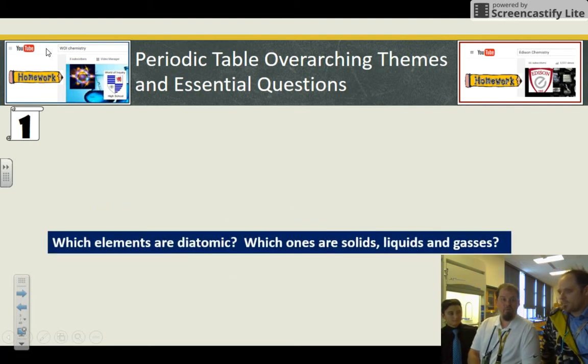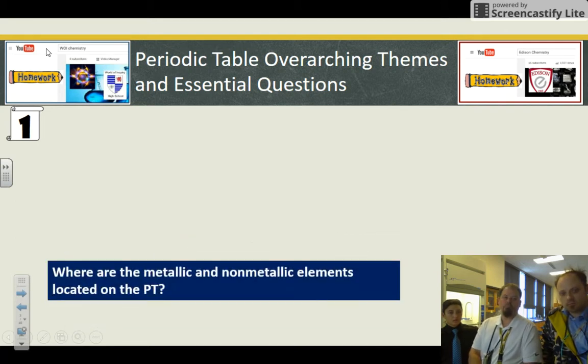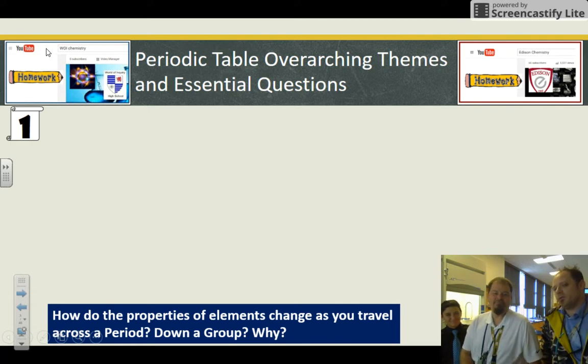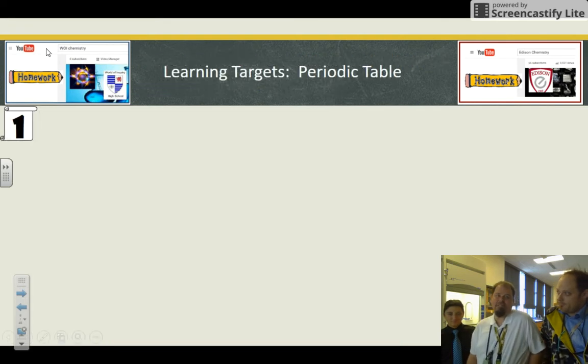And which are diatomic? Which ones are solid, liquid, and gas? We will learn a little bit about both of those things. Where are the metals and the non-metals found on the periodic table? How do the properties of elements change as we traverse both periods and groups? And why? There's the key. There's one explanation, but you've got to be able to twist it around a few different ways, and you'll always hit the why. But you've got to understand it, or it's not going to work.